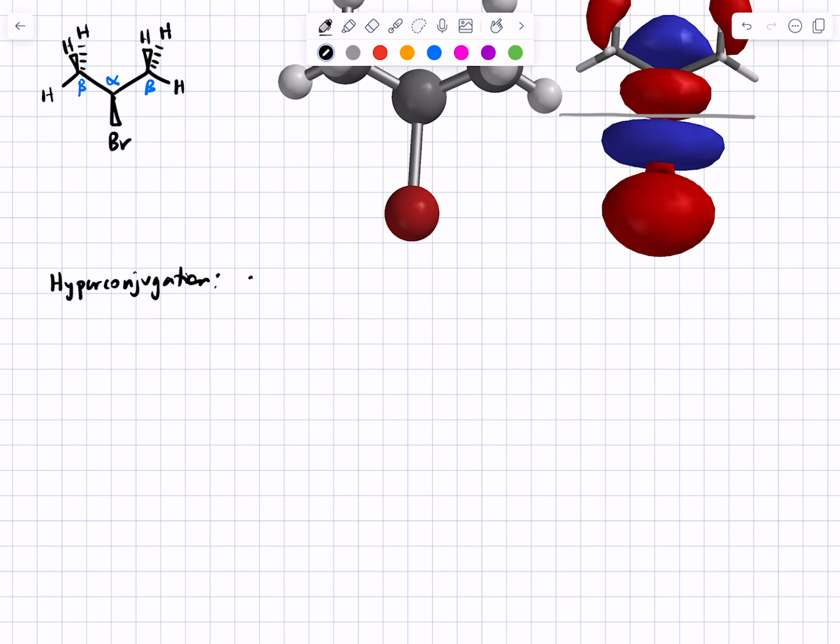This is when a filled orbital overlaps with an adjacent empty orbital. This is a concept sort of from valence bond theory. It's not a concept that's necessary in molecular orbital theory, but it's one that we'll use because it allows us to think about how orbitals spread out onto adjacent atoms. So a filled orbital overlaps with an adjacent empty orbital in the same molecule.